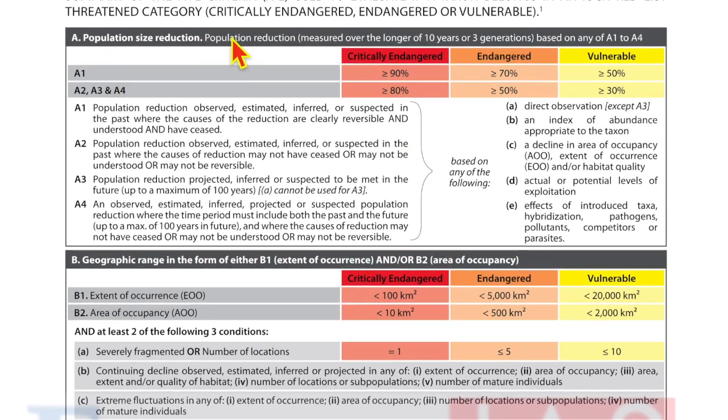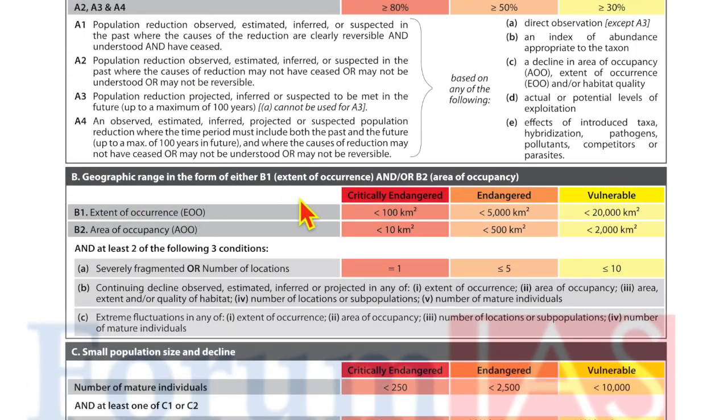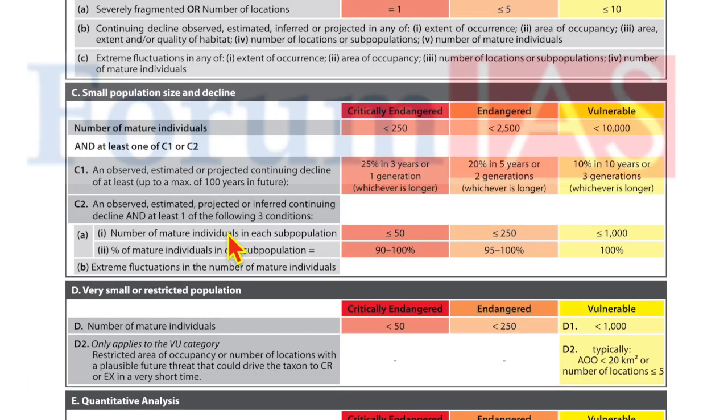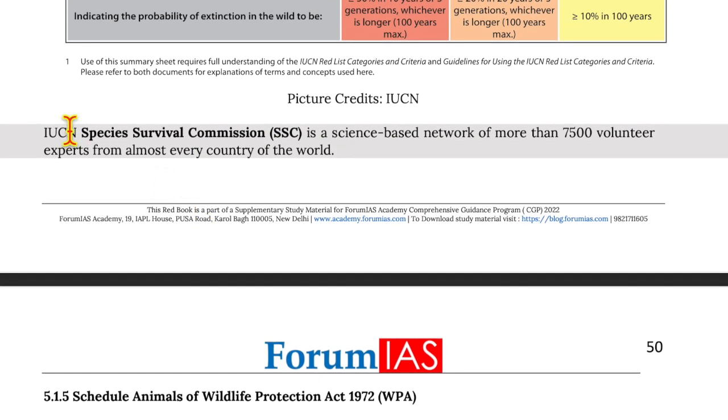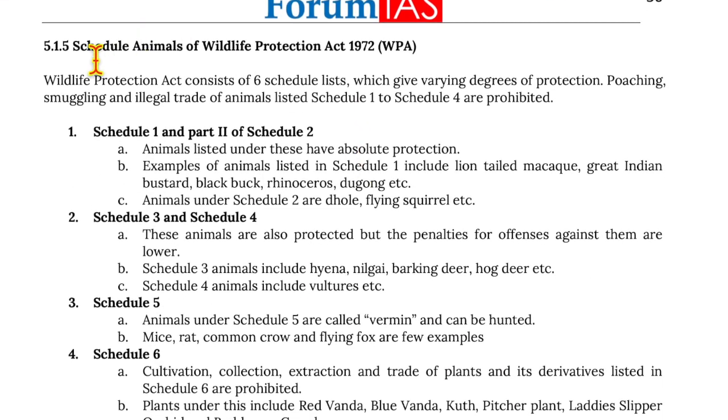Criteria would include population size reduction, geographical range, small population size and decline, very small or restricted population, and quantitative analysis. Now, the IUCN Species Survival Commission is a science-based network of more than 7,500 volunteer experts from almost every country of the world. Now, moving on to the Scheduled Animals of the Wildlife Protection Act of 1972.